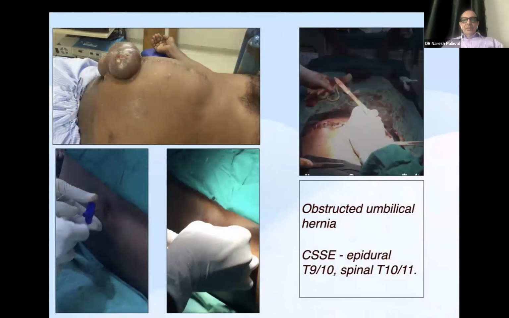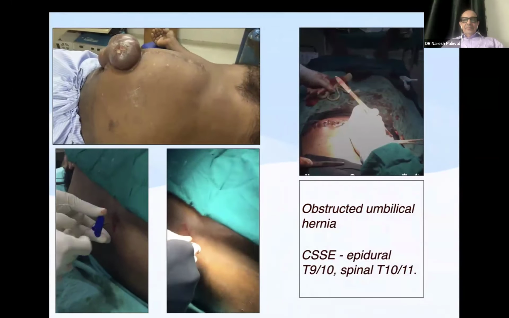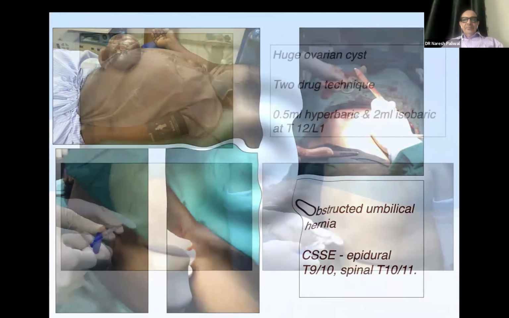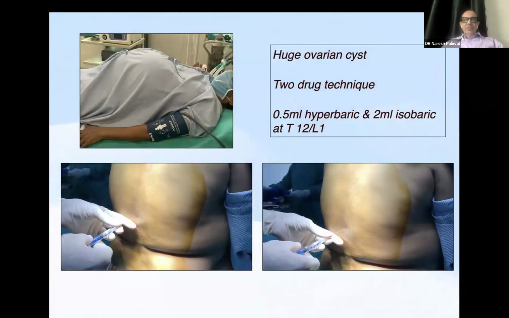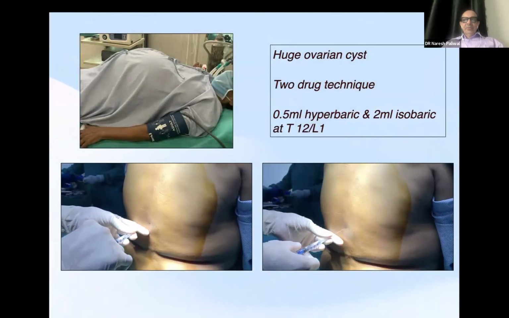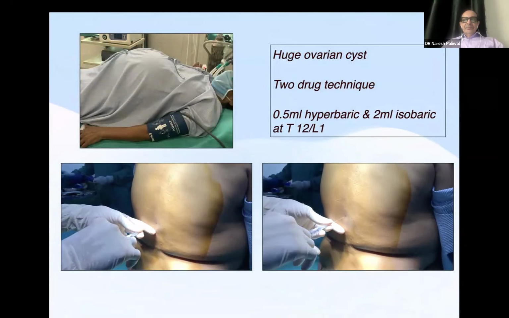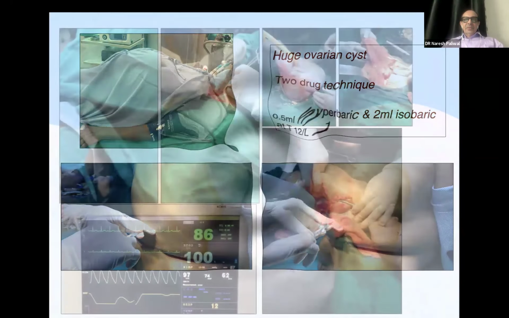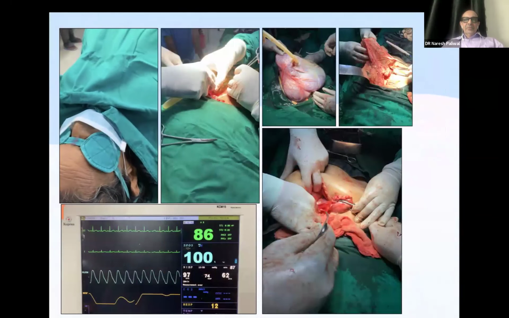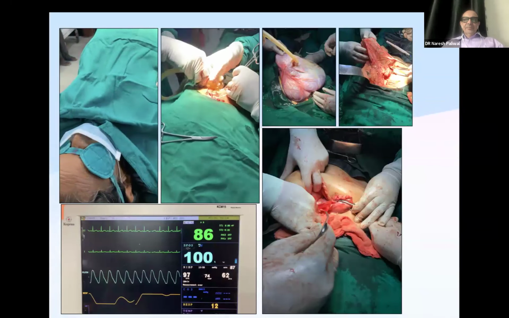This was a huge obstructed umbilical hernia. Again, combined segmental spinal and epidural. There's a huge ovarian cyst done with 2-drug technique, 0.5 ml hyperbaric and 2 ml isobaric technique, around T11-12 level in sitting position, T12-L1 level. The cyst was so big that it had to be ruptured in spite of the full length incision. Cystectomy, omentectomy, hysterectomy, everything was done.